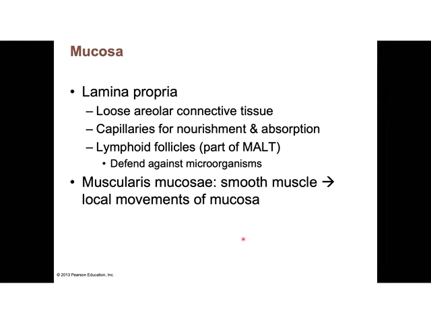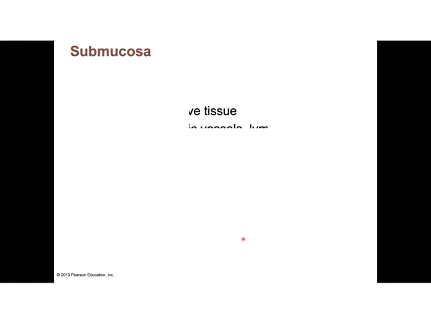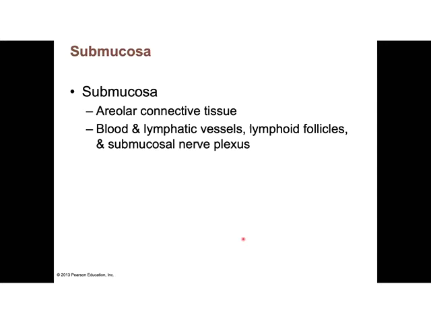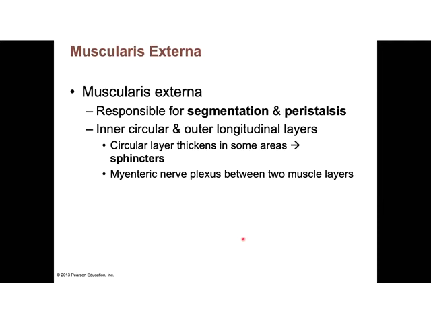The submucosa is areolar connective tissue with blood and lymphatic vessels, as well as lymphoid follicles, and there's a nerve plexus in there. The externa is responsible for pushing the food through the pipe. That's got an inner circular and outer longitudinal layer in most of the digestive tract, with some regions known as sphincters controlling the movement of food from places like the stomach to the small intestine and from the esophagus to the stomach and so on.